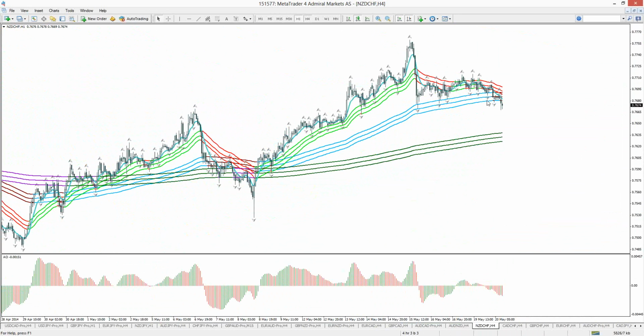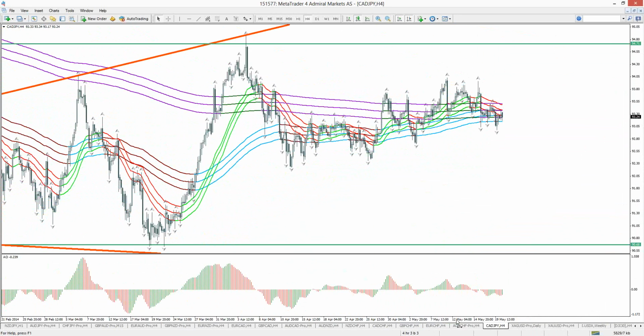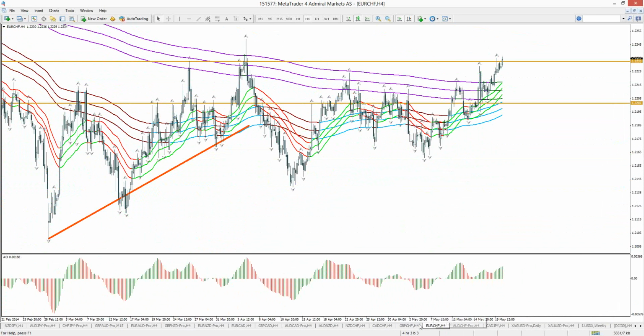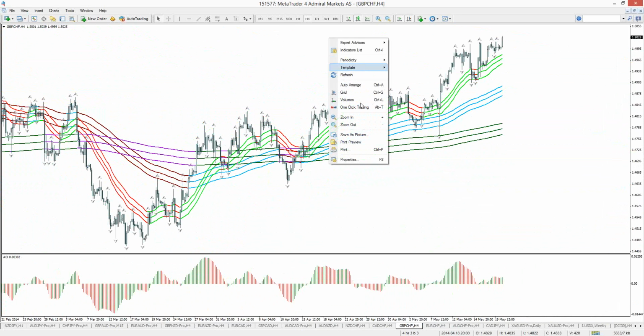The New Zealand Swissy was in a strong uptrend, as we can see. Everything is aligned, but now it's making a retracement. CAD yen is totally intertwined. Pound Swiss is the only thing that's maybe trending at the moment. It has everything aligned, green, blue, dark green, everything bullish, good space between it.